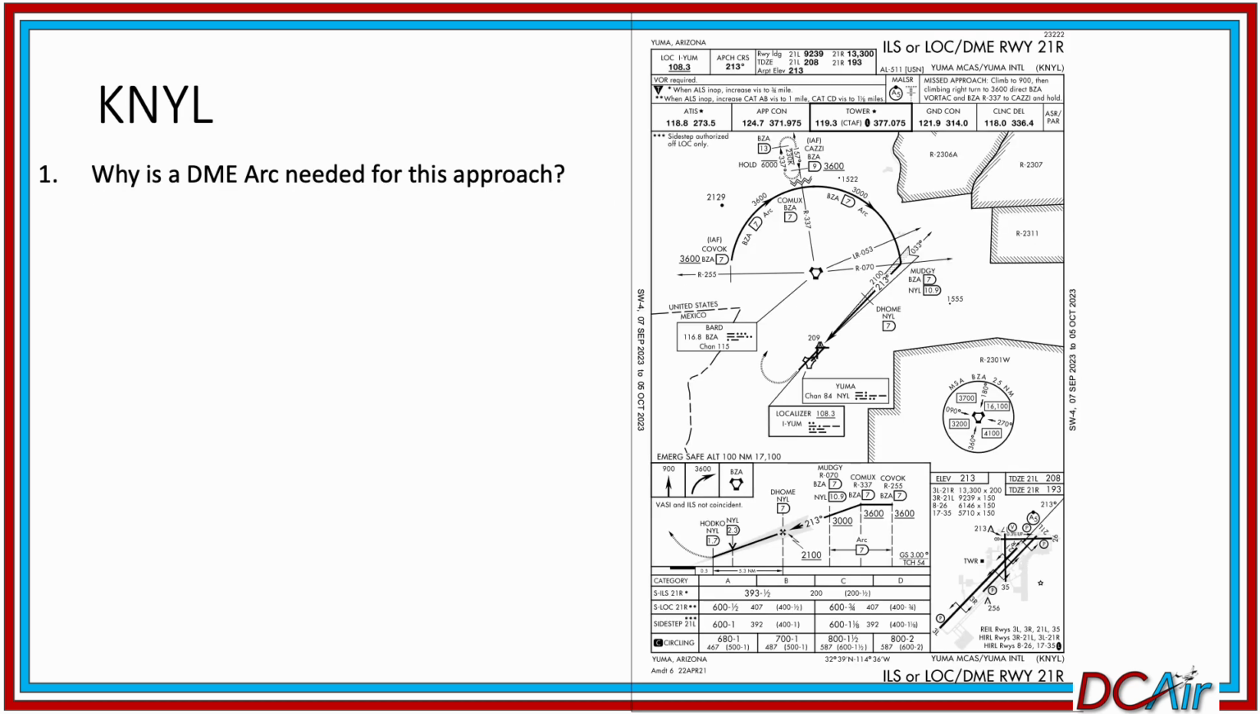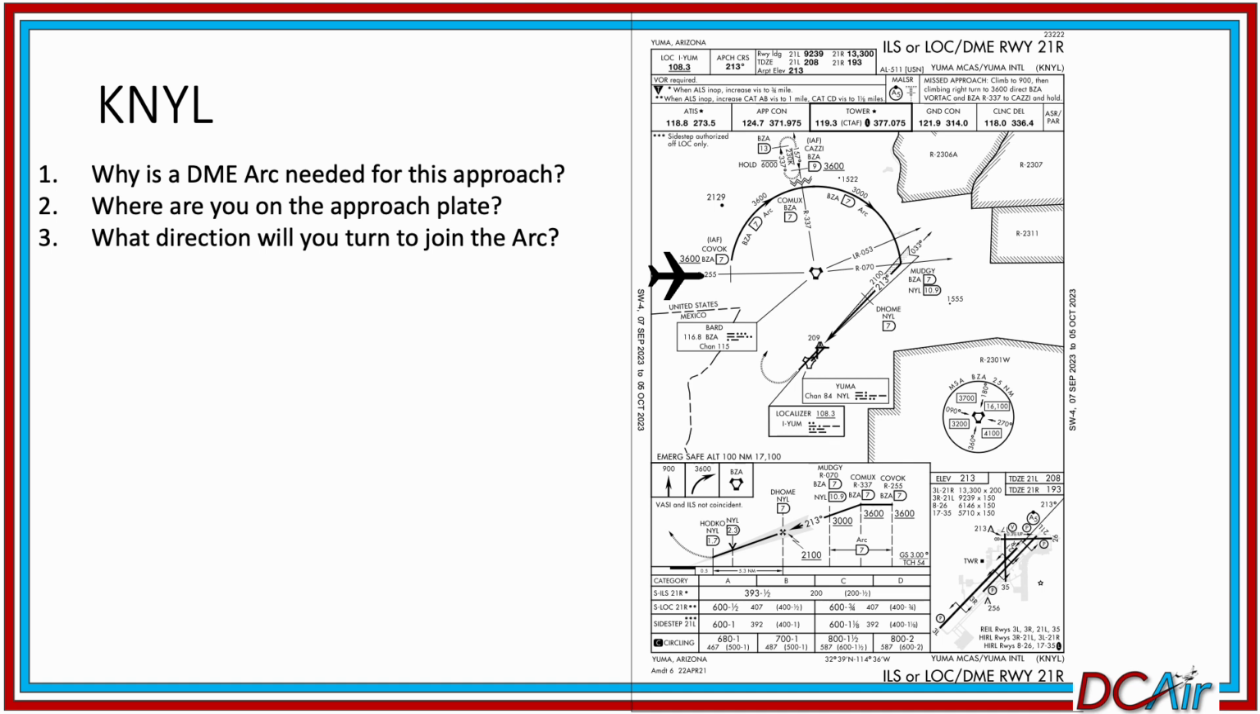Let's look at the ILS 21 right approach plate into KNYL. First, let's see if we can determine why a DME arc is needed. Look at the final approach course. You will notice that there is a restricted area to the northeast of the final approach course. In this situation, the DME arc allows traffic coming from the north or the west to join the final approach course at Mudgee. For this scenario, we are heading from the west, heading to the BZA VOR.